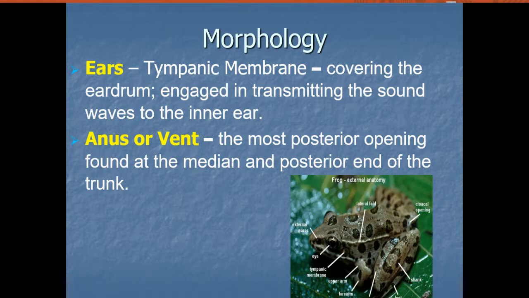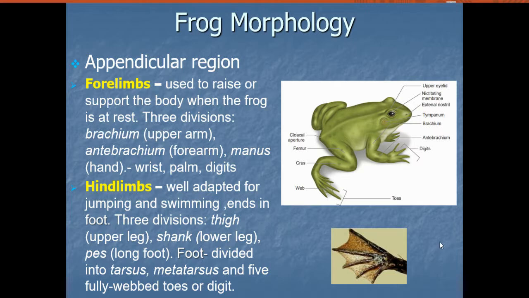Then the next important feature is the ears. You cannot see any external ear like ours. That is an exclusive feature of mammals. But you can see a tympanic membrane, and it is covering the eardrum, and it helps in transmitting the sound waves to the inner ear. And the trunk ends in the anus or vent. That is the most posterior opening found at the median and posterior end of the trunk. So that completes the axial region. Next one is the appendicular region. It is formed of forelimbs and hind limbs.